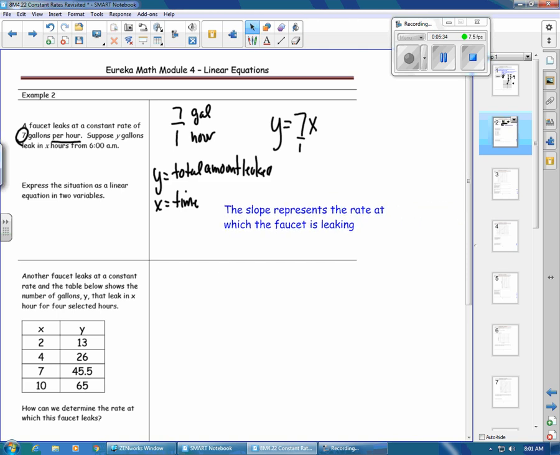So the slope represents the rate at which the faucet is leaking. It's your constant rate. Another faucet leaks at a constant rate, and the table below shows the number of gallons y that leak in x hours.